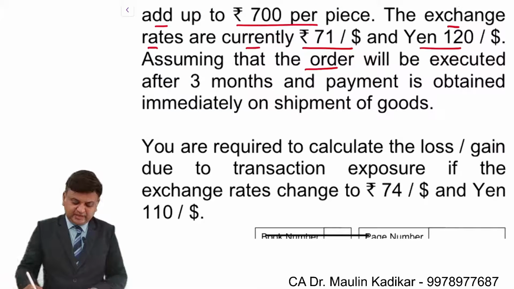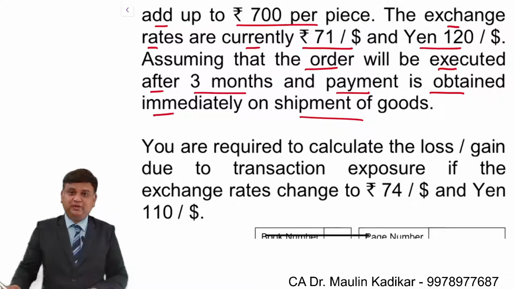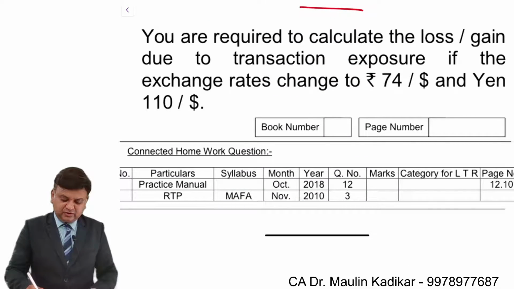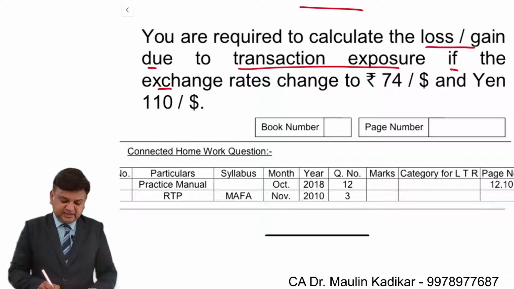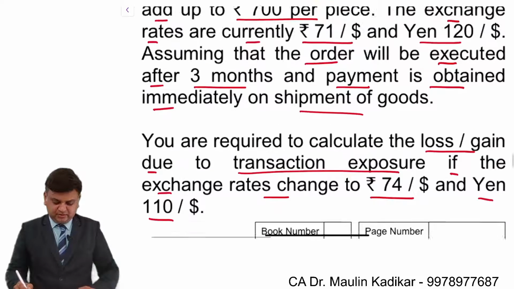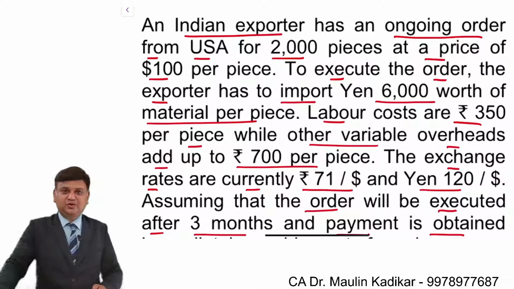Assuming that the order will be executed after 3 months and the payment is obtained immediately on the shipment of the goods. You are required to calculate the loss or gain due to transaction exposure if the exchange rates change to 74 rupees per dollar and 110 yen per dollar. That is the question. Everybody please go through the question, then we are discussing the concept.